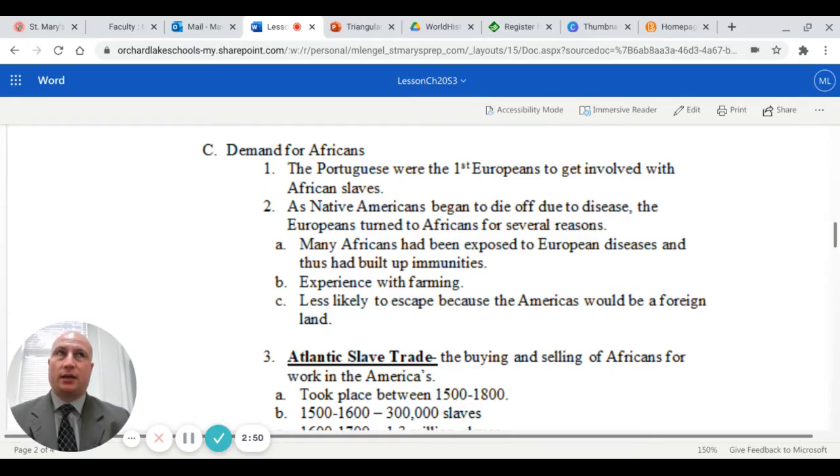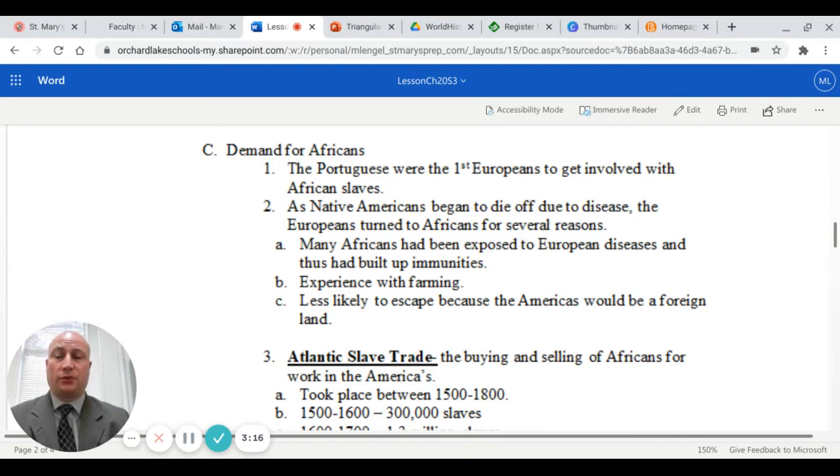Native Americans, having a lack of prospects of domesticable species, did not have the chance to develop those immunities, and so they were dying off much more than African peoples were. The next part of this is that many African people at this time had experience with farming, whereas some native tribes in the Americas were still practicing hunting and gathering.